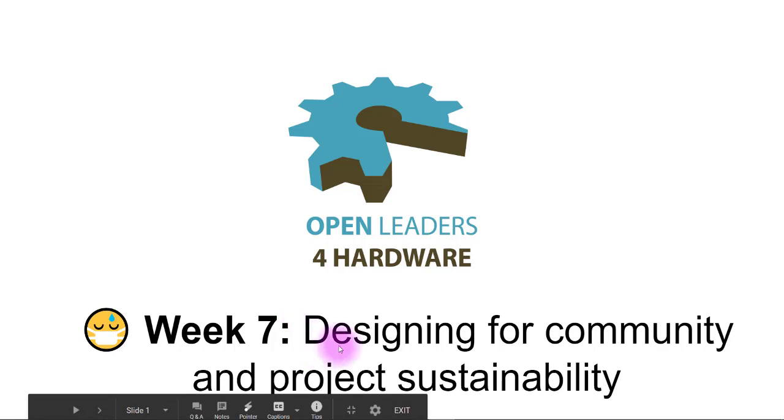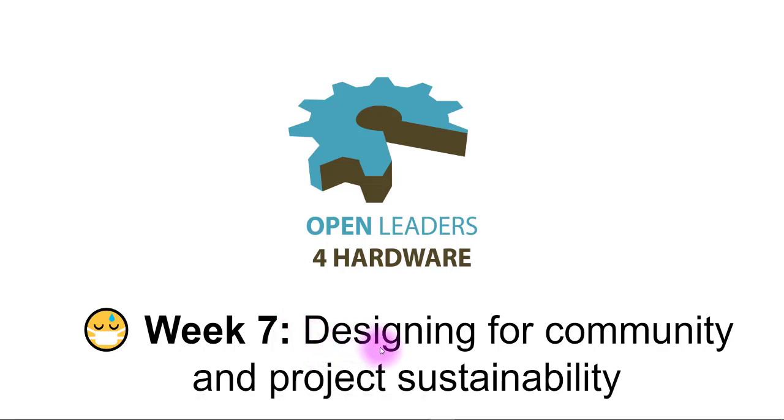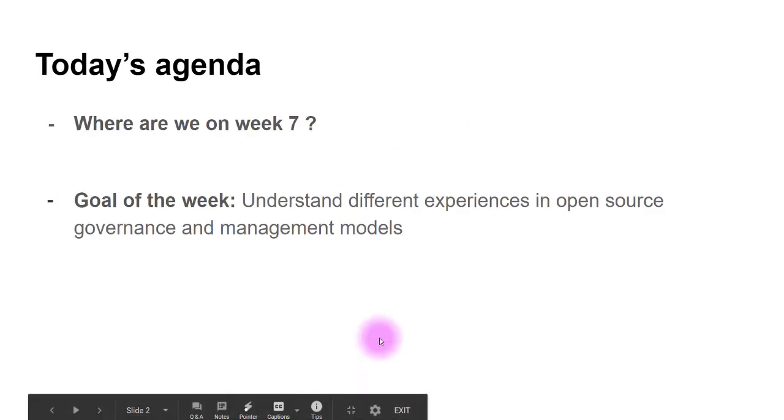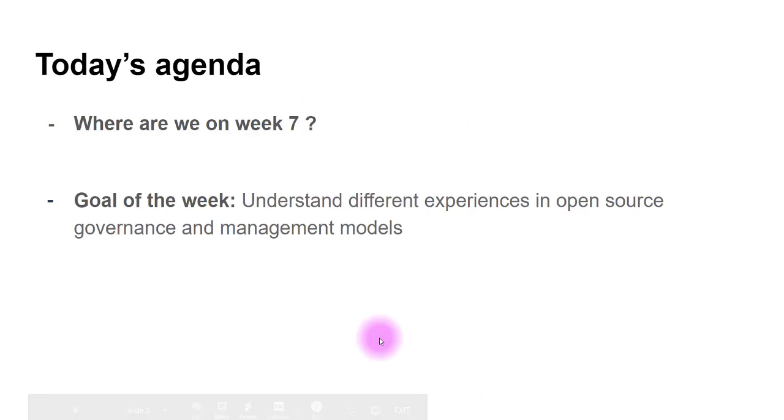So this week we're gonna talk about designing for community and project sustainability. And bear with us because it's going to be about the history of open source and what has worked and what we can learn from that. So yeah, it's going to be an exciting slide. So where are we on week 7?